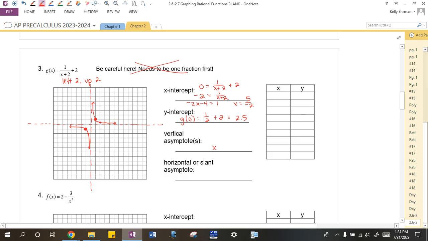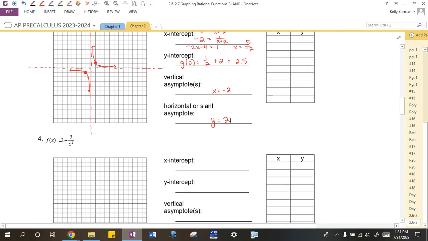Vertical asymptote, horizontal asymptote. Now this one, if you're not relying on the up 2, you would have to get a common denominator there, like I said, but I'm just going to say it's y equals 2. And then I didn't need extra points. And you wouldn't either because you would have the intercepts on either part.